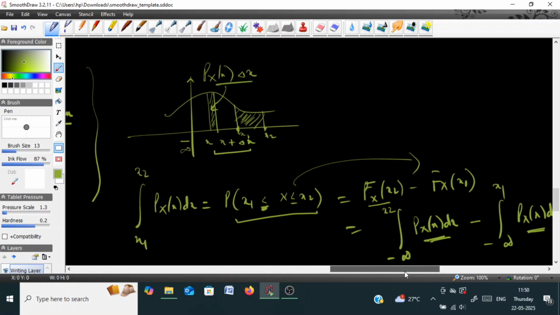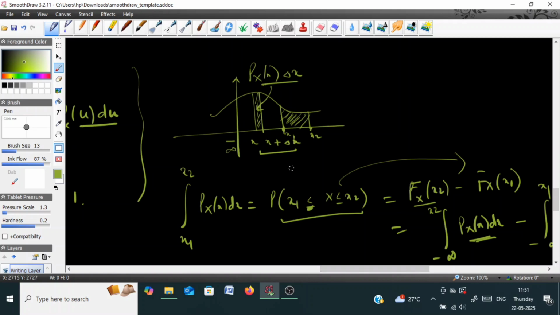Okay. So that is why we had written: if you integrate the PDF between x1 and x2, that will give you the probability of observing X in the interval x1 to x2. Okay.